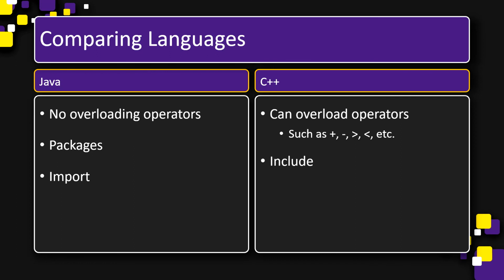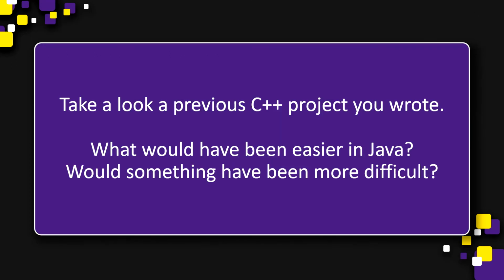And lastly, I want you to take a look at a previous C++ project that you wrote. Just take a few minutes, it doesn't have to be very long, and I want you to look at it and try to decide if there are parts of it that would maybe have been easier if you wrote it in Java, or something that was easier because you wrote it in C++. I want you to really compare and contrast what you know about C++ with Java, and in particular, how you think it would be to develop in these two languages.